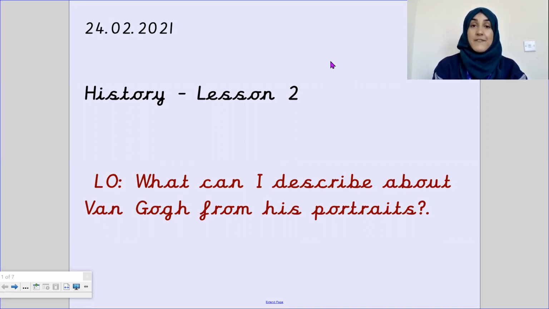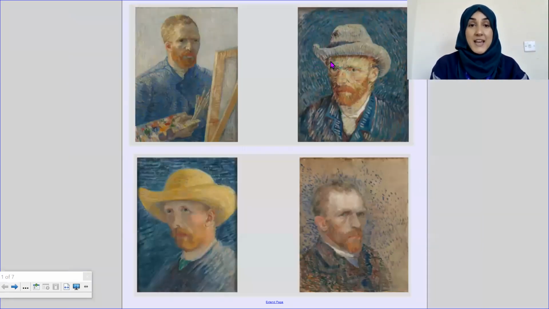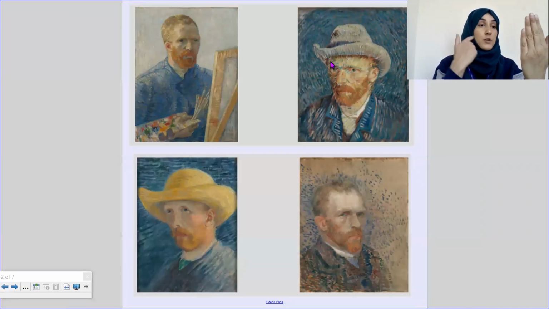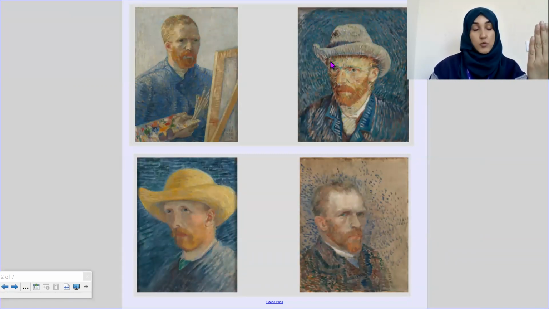Our learning objective for this lesson is, what can I describe about Van Gogh from his portraits? Today we are going to be looking at his self-portrait. A self-portrait is a picture or an image that you draw or paint of yourself. So for example, if I was looking in a mirror at my face, I would draw or paint what I see.